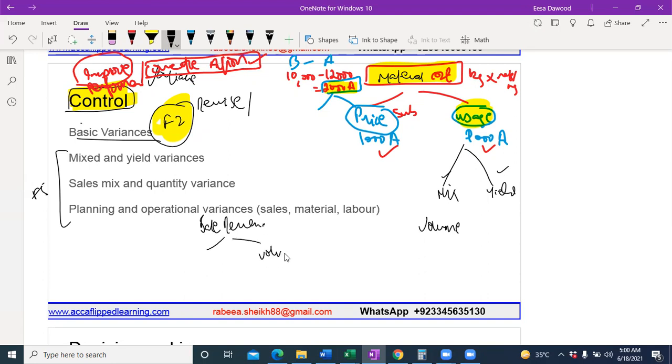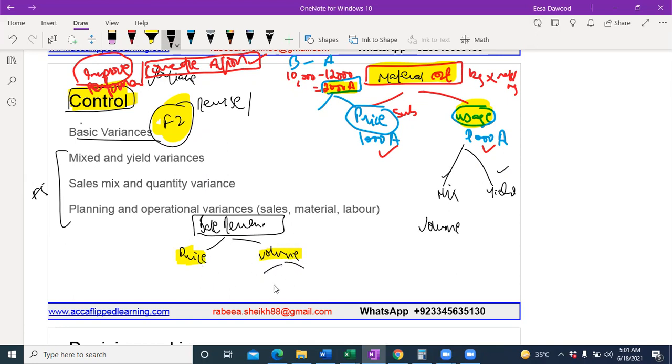One could be that the actual volume sold wasn't as per the budgeted volume, or maybe the selling price that you charged wasn't the standard price that you set at the time of the budget. So that's where the sales revenue variance could come up. One could be due to price and the other one could be due to volume. Where your actual profit is not the same as the budgeted profit, it could be due to volume and the other one could be due to price.